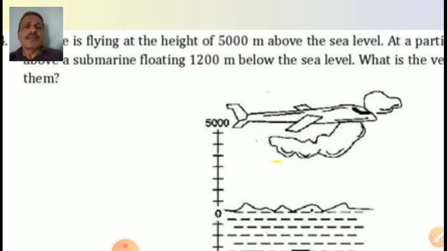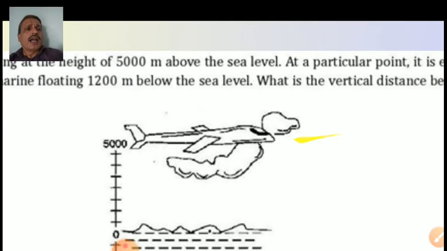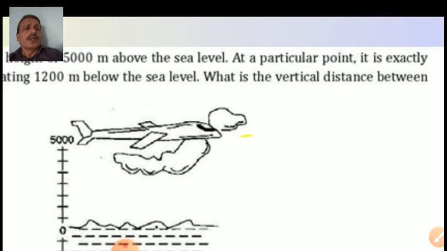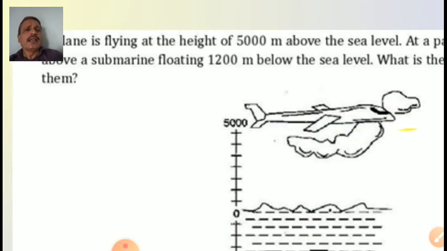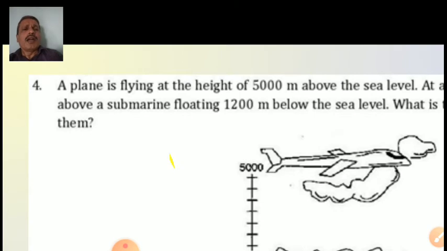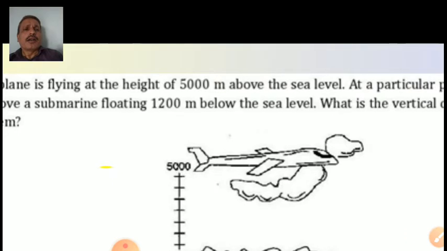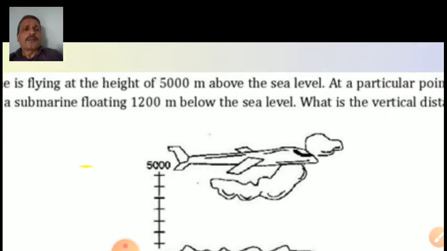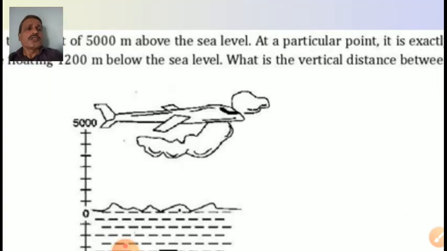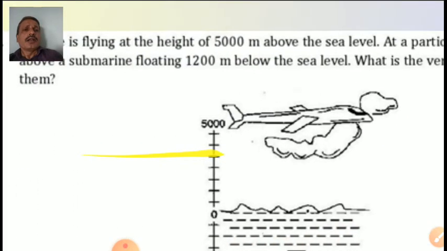A plane is flying at a height of 5,000 meters above the sea level. The plane is flying in the sky. At a particular point, it is exactly above a submarine floating 1200 meters below the sea level. What is the vertical distance between them?